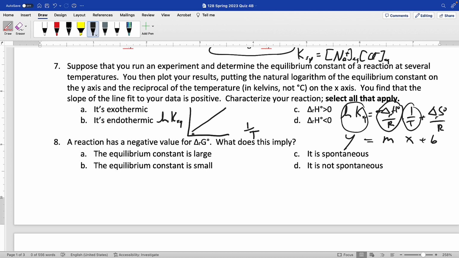So since we have a positive slope and there's a negative in this equation here, that m is equal to minus delta H over R, we can see that if the slope's positive, delta H has to be negative. So that would mean that delta H is negative, and that's the same as saying that it is exothermic. Okay. A little bit different from your data in lab. You had a negative slope, and then you had a positive delta H.